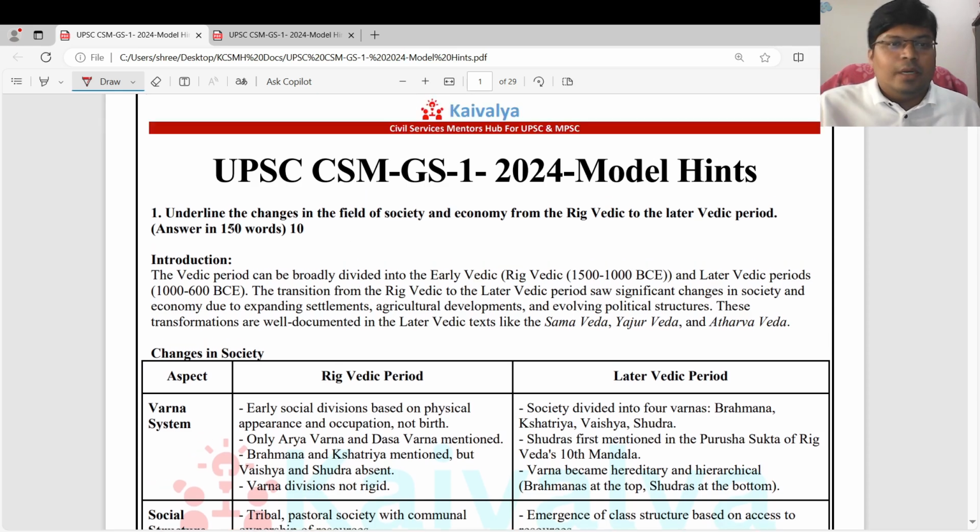If we read the first question, it says: underline the changes in the field of society and economy from the Rig Vedic to the later Vedic period. Now, I think in 2013 or 2014, there was one question related to the Vedic economy or Vedic society. So you can interlink it with the previous question paper.